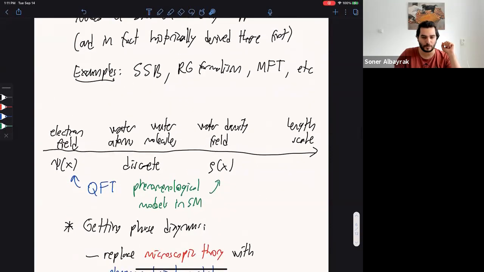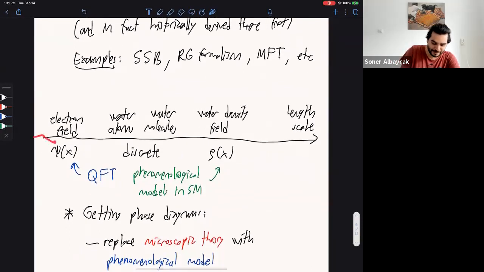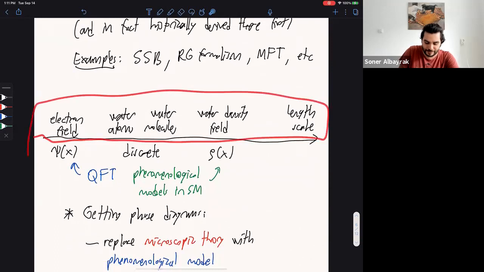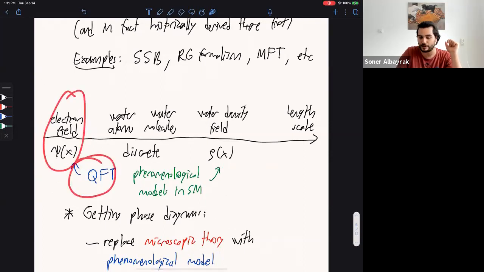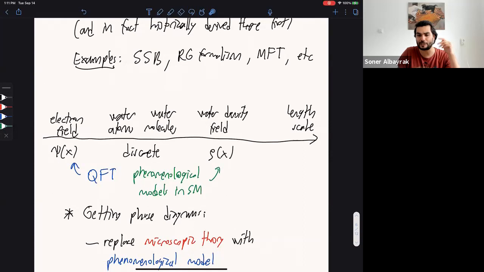Now, we are using fields in both cases, but take water, for example, and let x be the length scale. At the very microscopic end, we have the electron field, right? I'm assuming we don't have strings or some higher dimensional objects, just the standard model. So at this end, we have the electron field. It's a field theory, a quantum field theory, good. Now, if we go a little bit to atomic scales, we have discrete objects like water atoms or molecules.